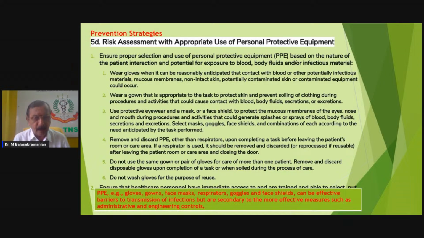Remove and discard PPE, other than respirators, upon completing the task before leaving the patient's room or care area. If a respirator is used, it should be removed and discarded or reprocessed if reusable after leaving the patient's room or care area and closing the door. Do not use the same gown or pair of gloves for care of more than one patient. Remove and discard disposable gloves upon completion of a task or when soiled during the process of care. Do not wash gloves for the purpose of reuse.